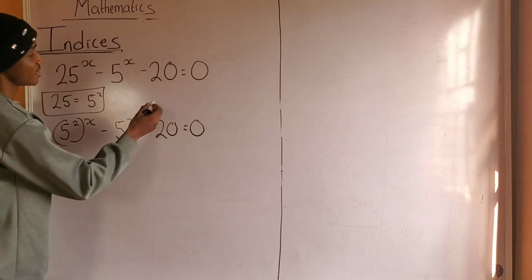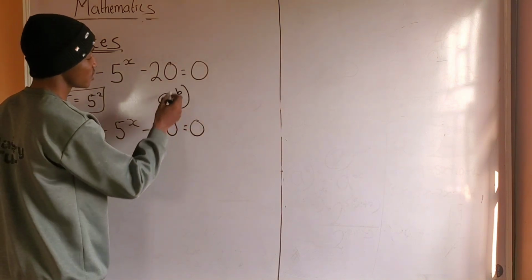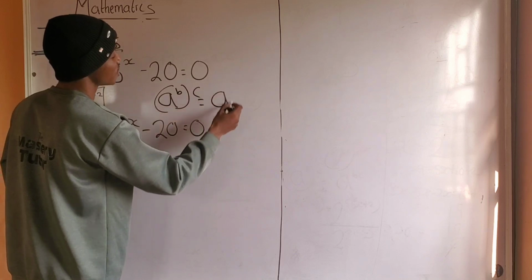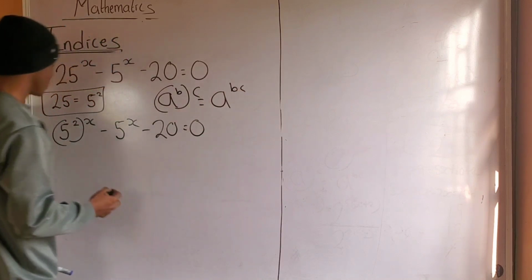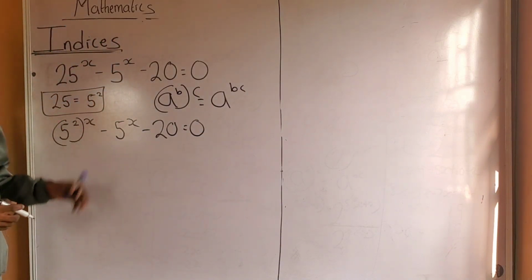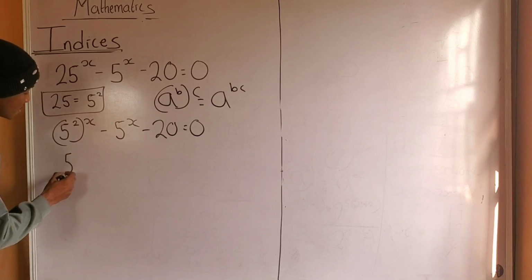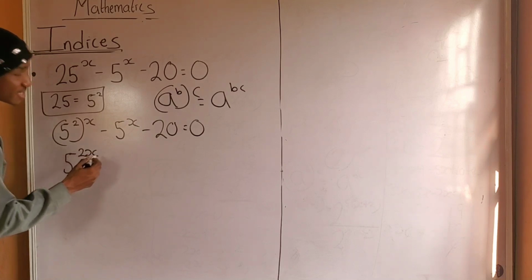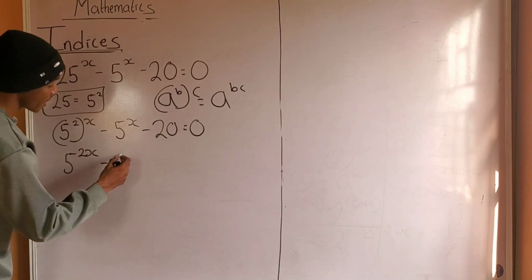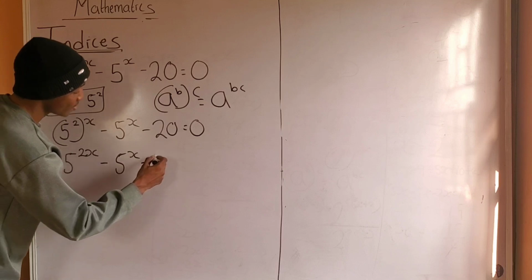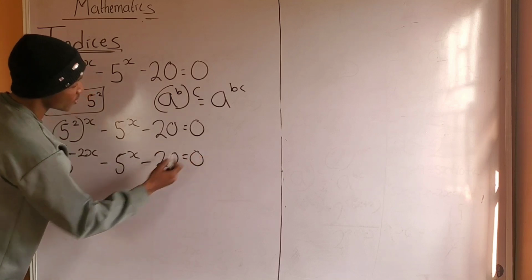According to the law of indices, a raised to the power of b, raised to the power of c, equals a raised to the power of bc, right? So 5 raised to the power of 2, raised to the power of x, can be written as 5 raised to the power of 2x, right? So this will be minus 5 raised to the power of x minus 20 equals 0.